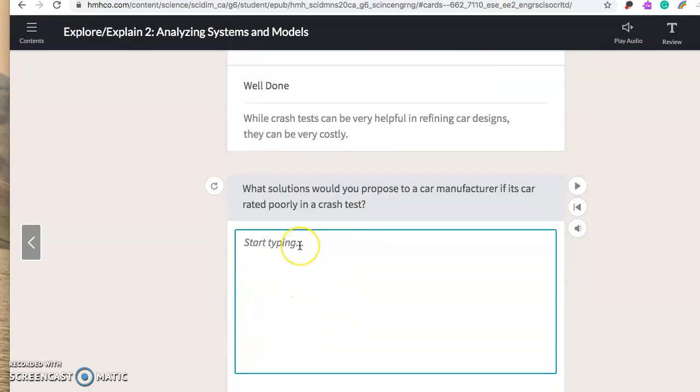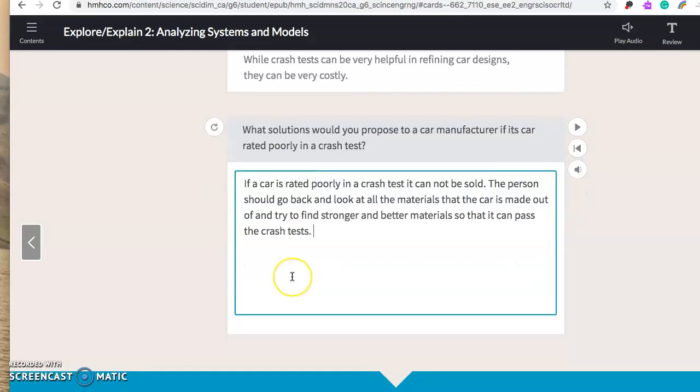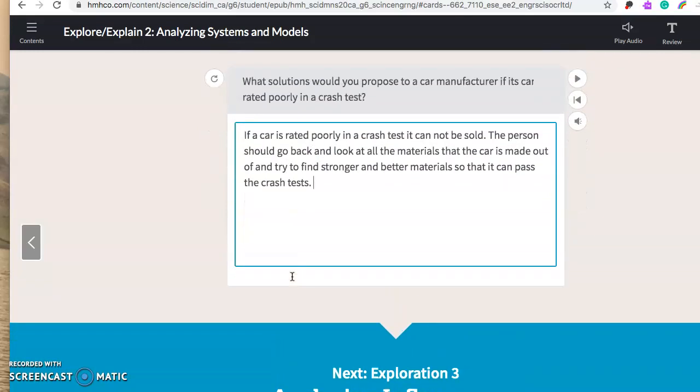What solutions do you propose if a car is rated poorly? Okay. If a car is rated poorly in a crash test, it cannot be sold. The person should go back and look at all the materials that the car is made out of and try to find stronger and better materials so that it can pass the crash tests. Alright, so then we're going to go on to exploration 3. That's going to be a new video.